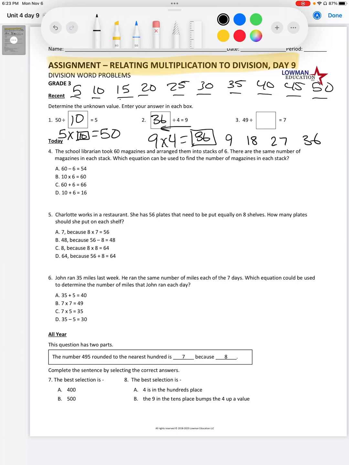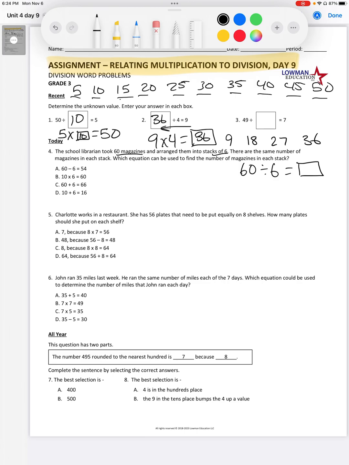Let's get down to number 4. It says the school librarian took 60 magazines and arranged them into stacks of 6. There are the same number of magazines in each stack. Which equation can be used to find the number of magazines in each stack? Well, maybe the first thing I need to figure out is what is 60 divided by 6?